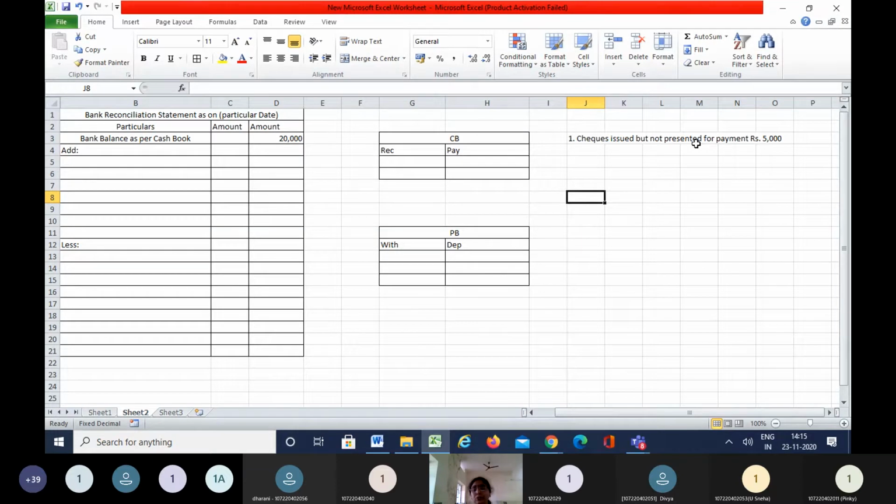Now, whenever the BRS has to be prepared, you should always focus on the starting point. What is our starting point? Our starting point is the cash book. So, therefore, we need to find out the passbook.